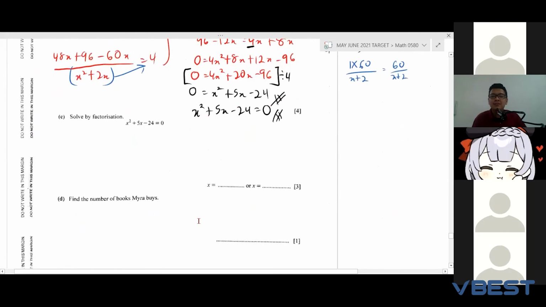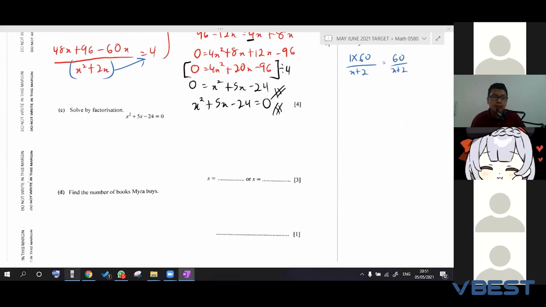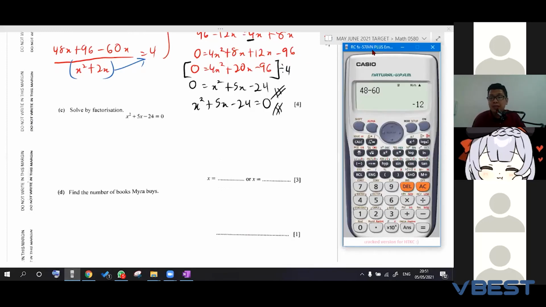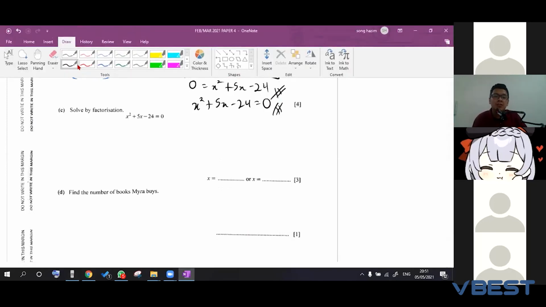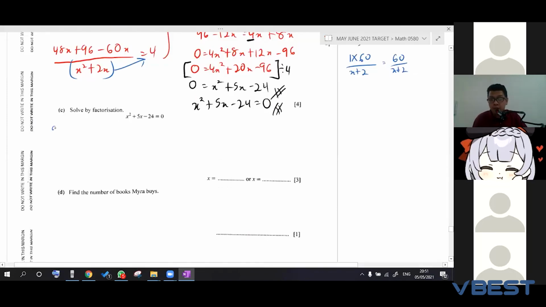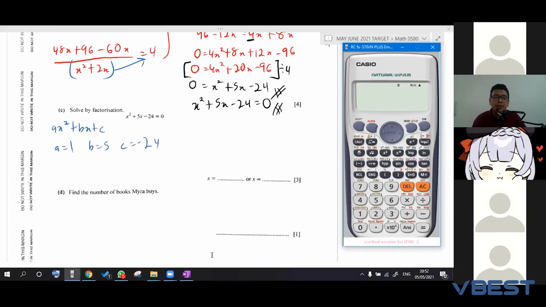Solve by factorization here. For some reason, you guys might have learned it by using a calculator, but how do you pretend that you use factorization? First of all, you need to know the value of a, b, c here. The equation must always be arranged as ax squared plus bx plus c. So a equal to 1, b equal to 5, and c equal to negative 24. Press that in a calculator.